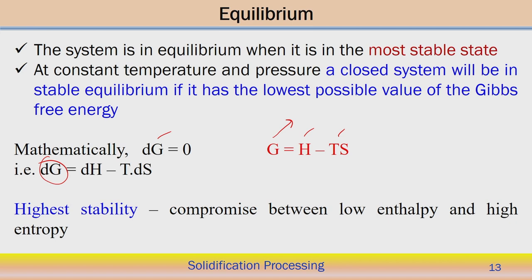Now, for high stability, there are two different components: one is the enthalpy, and the other is entropy at a particular temperature. So, reaching high stability should be a compromise between low enthalpy and high entropy. TS should be as large as possible and H as low as possible, so that the difference can be minimum. This compromise between these two factors, enthalpy and entropy, explains how a particular system reaches the stability condition.